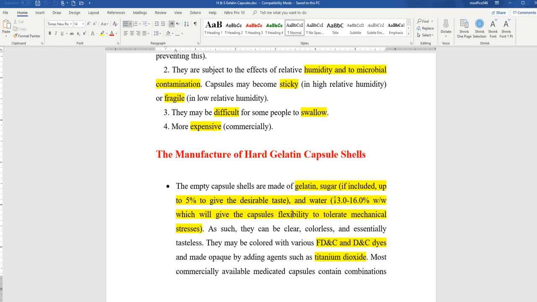But what happens if the water content is less than 13, let's say 10 or 9? What happens to the shell? We said it becomes fragile. Let's go to the disadvantage here. In low humidity you have fragile shells, because the shell is losing water, so it becomes fragile. It will lose the flexibility. What happens if it is more than 16%? It will become sticky and microbial contamination will start to grow on the shells.